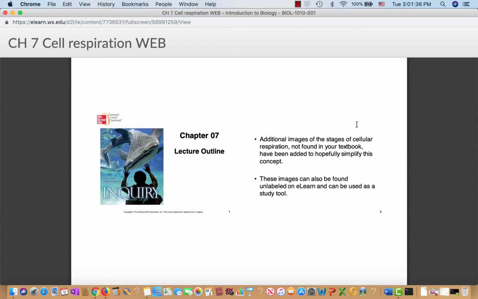Welcome back for Chapter 7, Cellular Respiration. This is the last chapter before our next exam. Bear in mind that this is one of those weird chapters that doesn't look like there's a whole lot to it, but there's actually a lot there to memorize.